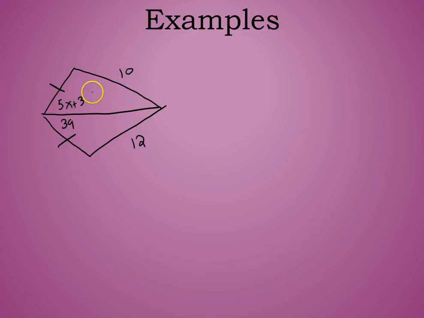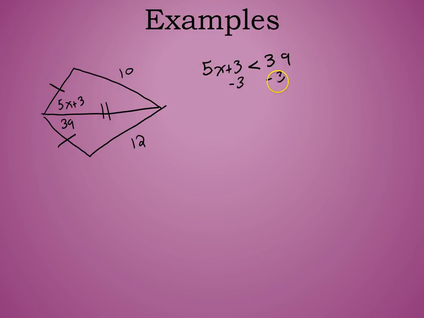So we have these two triangles that share this side. These two sides are equal, and again, this is a reflexive side. So I do have two sides congruent. Now, for these two angles, the bigger side is the 12, therefore the bigger angle is 39. So I would have to say 5x plus 3 is less than 39 degrees. I now need to solve this inequality.